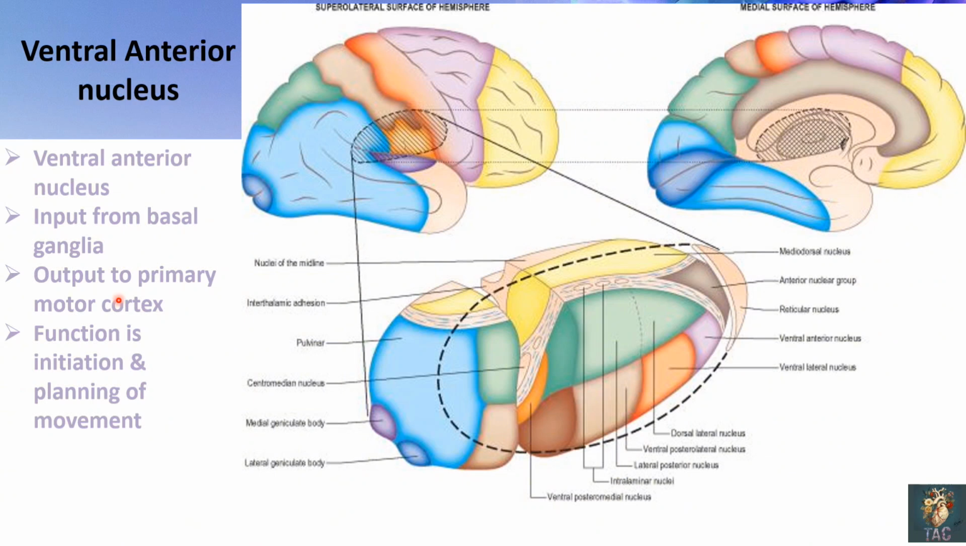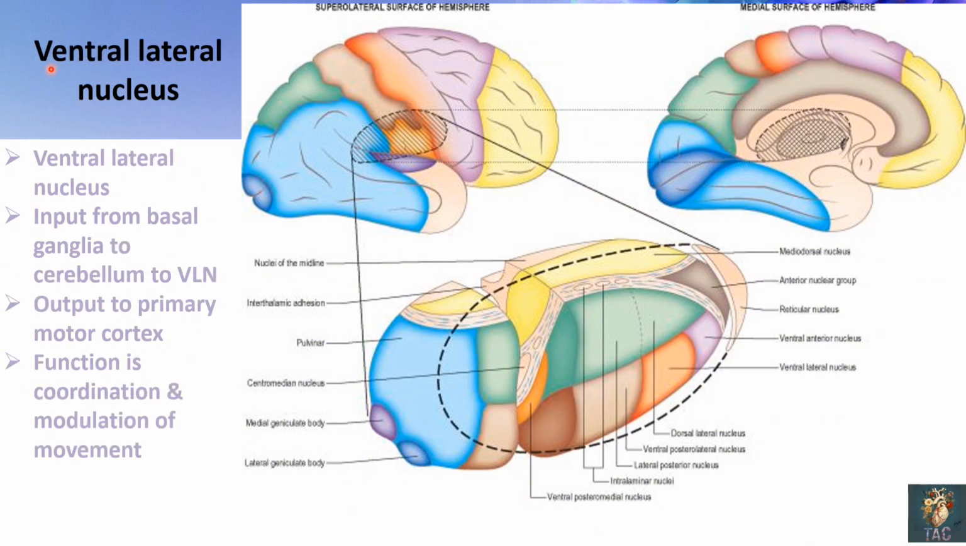This is a very important function. Another nuclear group is the ventral lateral nuclear group, which is present over here. It is also taking information from the basal ganglia, which passes to the cerebellum. This cerebellum is also receiving information from the vestibular part of the vestibulocochlear nerve. So the cerebellum has information about the proprioception, the different positions of the body and limbs, and then this information goes to the ventrolateral nuclear group, and from this group it again goes into the primary motor cortex.